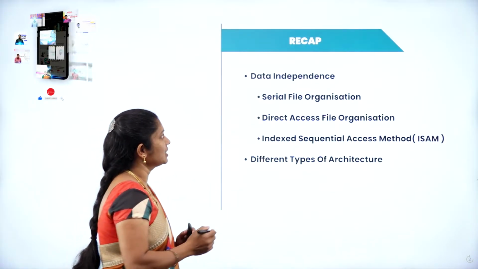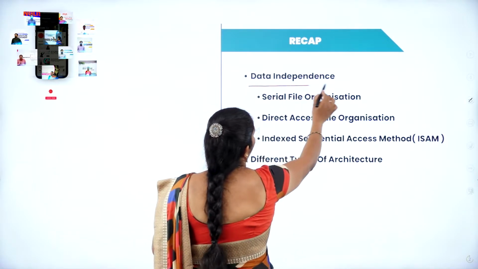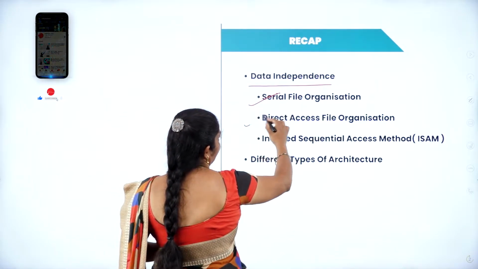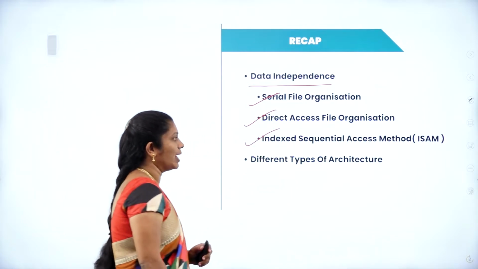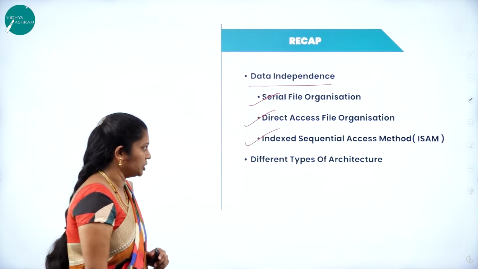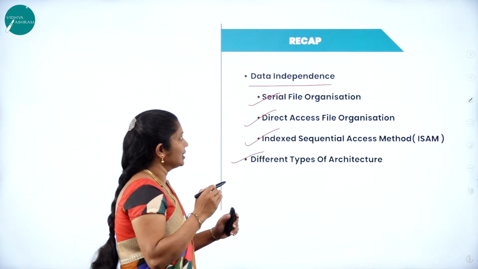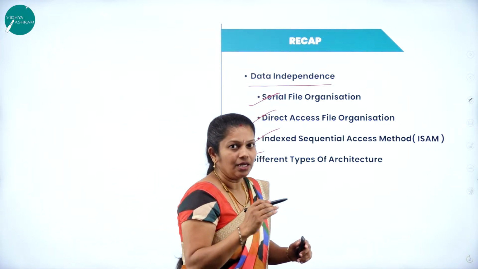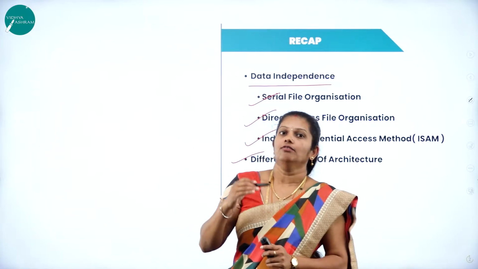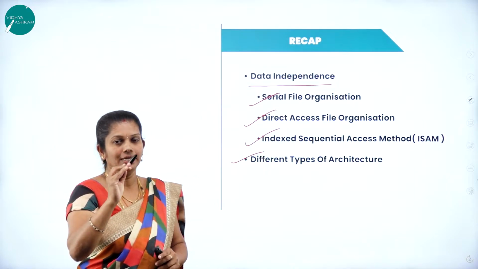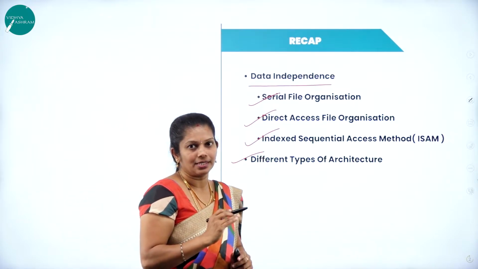In the previous class, you studied what is meant by data independence, then serial file organization, direct file organization, as well as index sequential file organization. With that, different types of architecture. Data independence is nothing but changing at one level without affecting the data in another level. There are two types: logical as well as physical data independence.